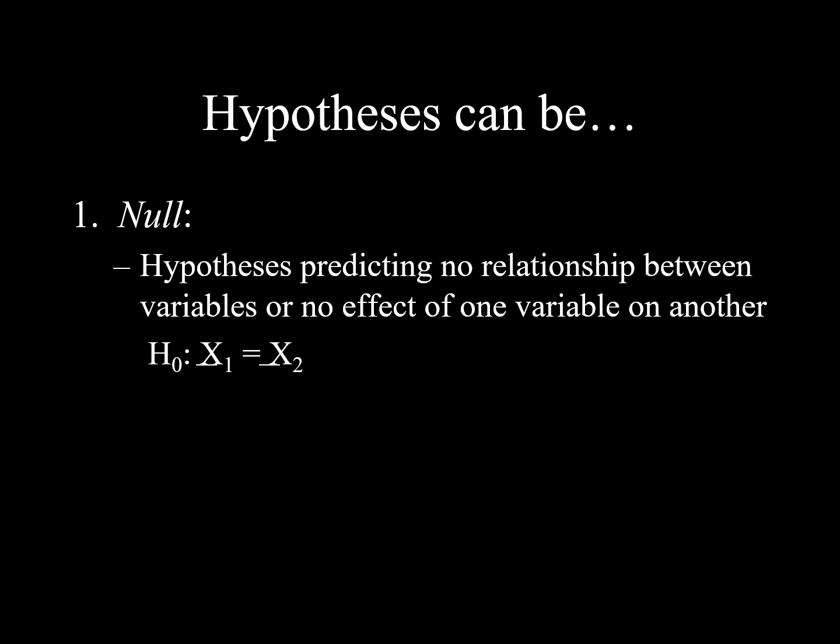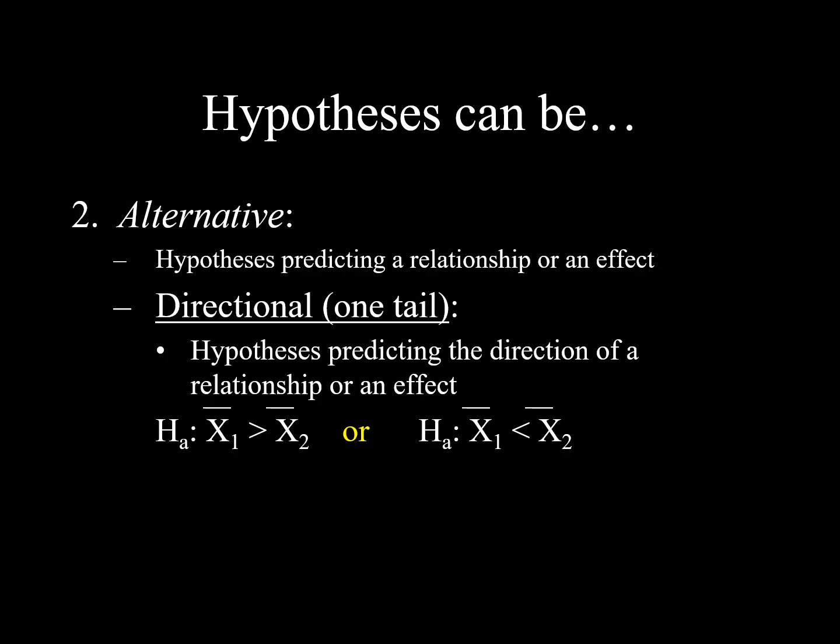So again, hypotheses can be null, predicting no relationship between variables or no effect of one variable on the other. In other words, our null hypothesis, often represented by H0, or HO, says the first mean will equal the second mean. There is no real difference. The alternative hypothesis is predicting a relationship or an effect. And generally, if possible, if past theory allows it, we want that to be directional because it's more likely we'll find an effect if it's there.